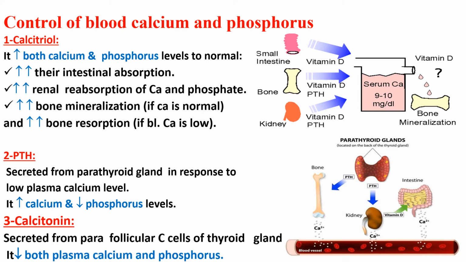So calcitriol increases both of them to normal level. Parathyroid hormone increases calcium and decreases phosphorus, so it's only released when blood calcium level is low in order to increase it. Calcitonin is released if the blood calcium level is high, so it decreases both blood calcium and phosphorus.